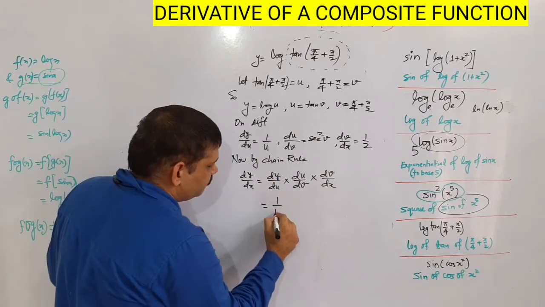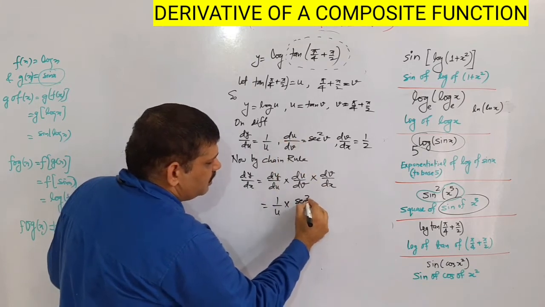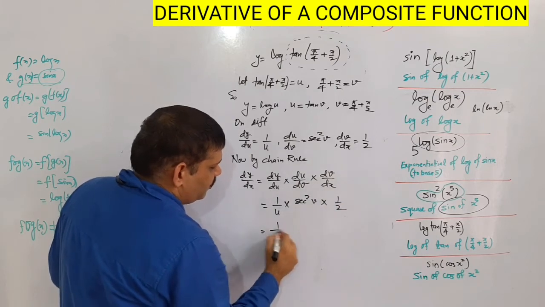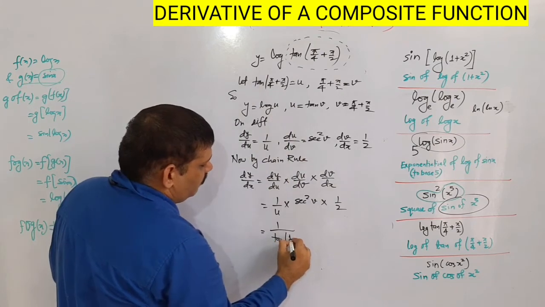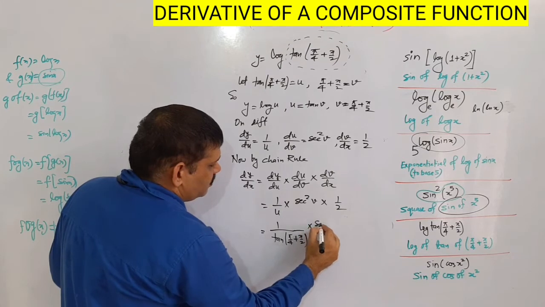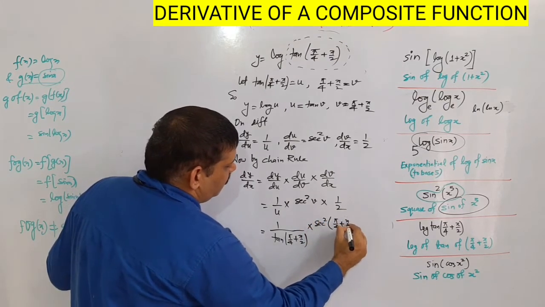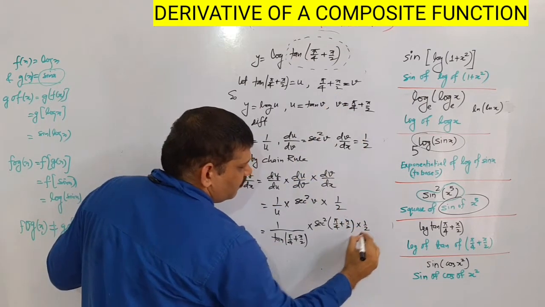dy by du is 1 upon u into derivative of u with respect to v is sec square v into 1 upon 2. 1 upon u is tan of pi by 4 plus x by 2 into sec square v is pi by 4 plus x by 2 into 1 by 2.